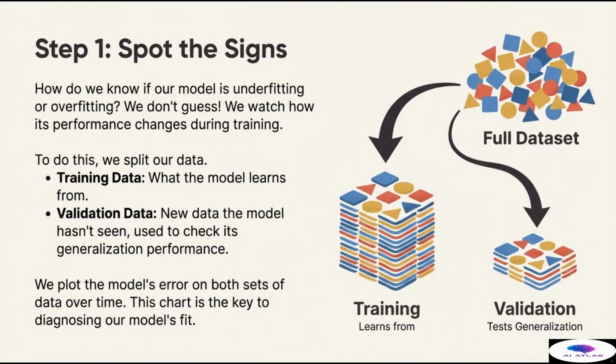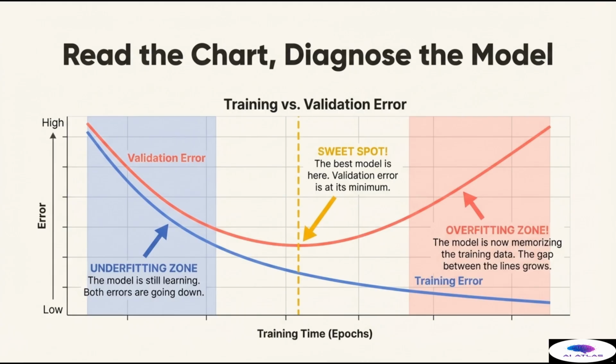The relationship between these two error curves is the definitive guide to determining whether our model is underfitting, overfitting, or achieving the perfect fit. This chart is arguably the most important visualization in managing model complexity, so let's take the time to read it carefully. It plots the error or loss of the model on the y-axis against the training time, measured in epochs on the x-axis. We are tracking two curves, the training error, the blue line, and the validation error, the red line.